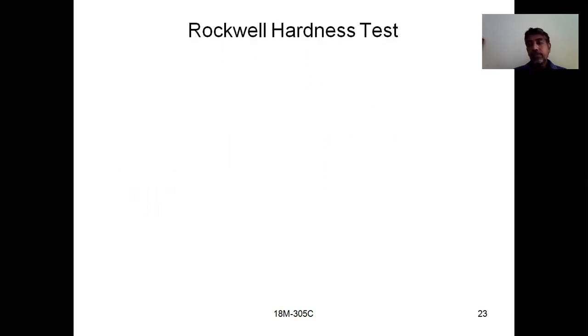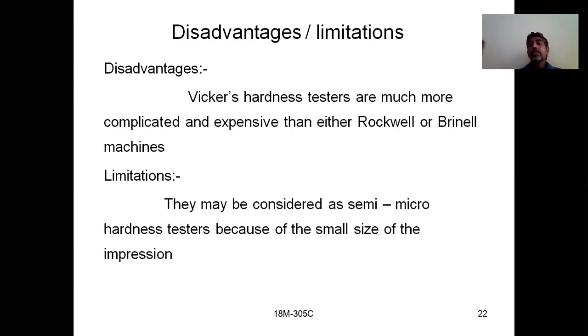So this is the procedure for the Vickers hardness test. Which type of materials it is useful for, which type of indenter you are using, what the procedure is, and what the advantages, disadvantages and any limitations are, you have to mention. This is very, very important from the exam point of view.